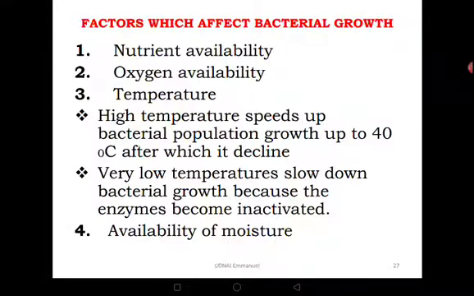So let's look at factors which affect bacterial growth. Which factors are affecting the increase in population of bacteria? One is nutrient availability. Of course, when nutrients are available, the bacteria will grow faster. Their population will increase. When nutrients are not available, then the population will not grow faster.